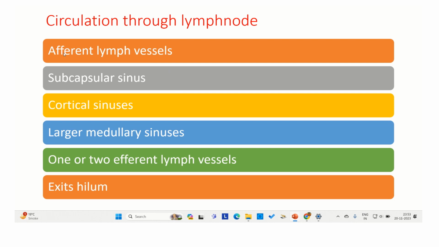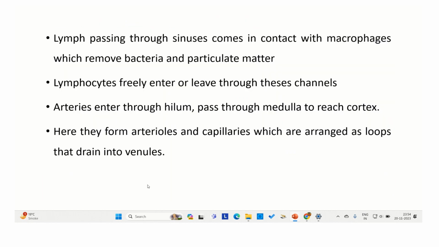Circulation through the lymph node. First, the afferent lymph vessels reach the lymph node through the convex surface. Then they pour the lymph into the subcapsular sinus. This travels through the trabecular and cortical sinuses and then enters the large medullary sinuses. One or two efferent lymph vessels will leave the hilum. Lymph passing through the sinuses comes in contact with macrophages, which remove bacteria and particulate matter. Lymphocytes also enter or leave through these channels.